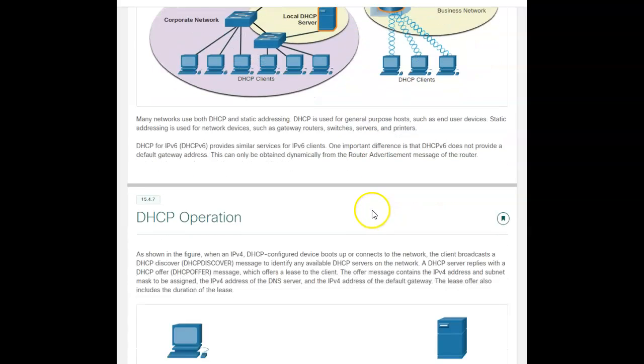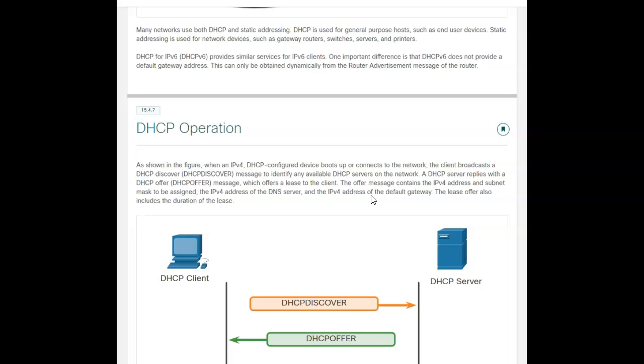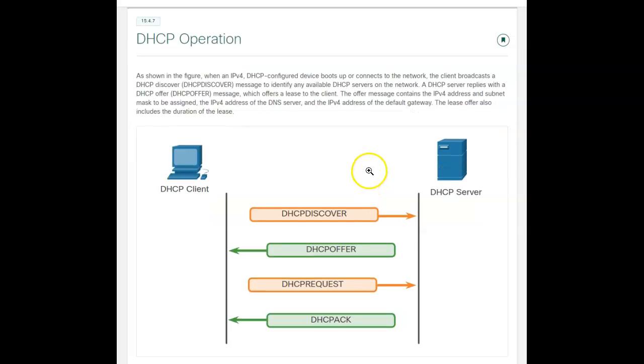Now the question is, how do I get this information? When your computer first turns on, how does it get this address? Well, there's a process. When you first turn your PC on, you send out a DHCP discover message. Then the server sends back an offer, then you send back a request, and then you get an acknowledgement back.